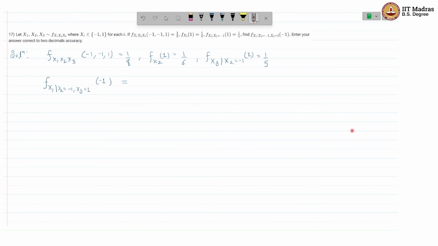Now coming on question number 17. Question number 17 says that let x1, x2 and x3 be three random variables with defined joint PMF where xi belongs to {-1, 1} for each i.